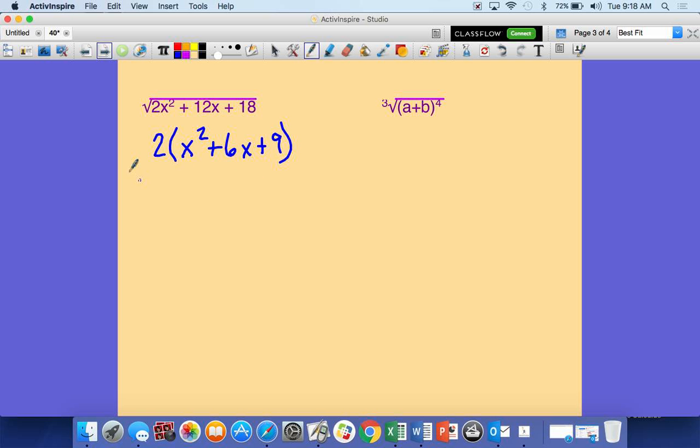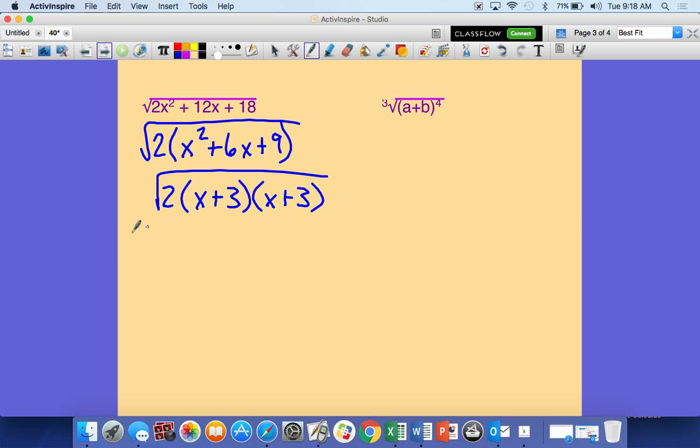Then this thing, and remember the square root is all the way around it, this thing can be factored down to x plus 3 and x plus 3. Now remember, when we have this square root, what we did with factor trees was, anytime that we had 2 of one, we could pull one of them out. Well, we have 2 of these x plus 3's, so we can pull one of them out in front, and then we can put the square root of 2 behind it.